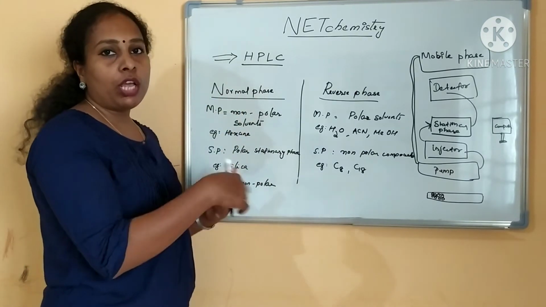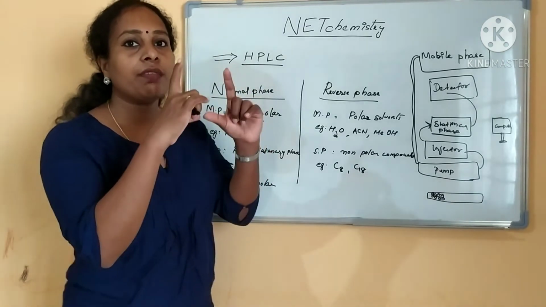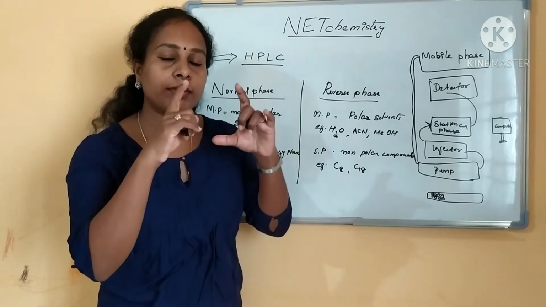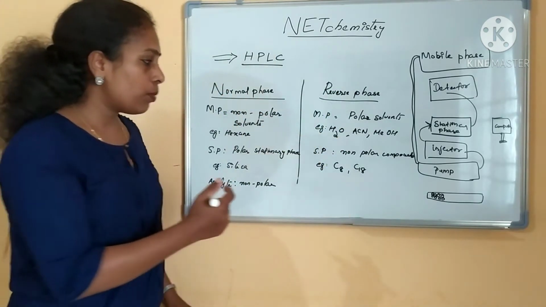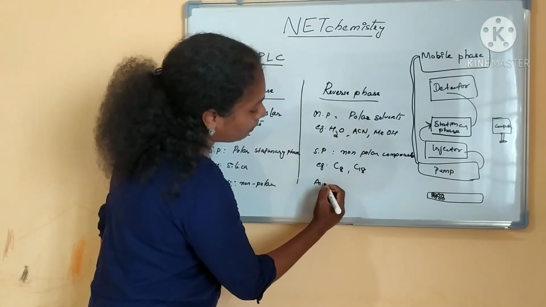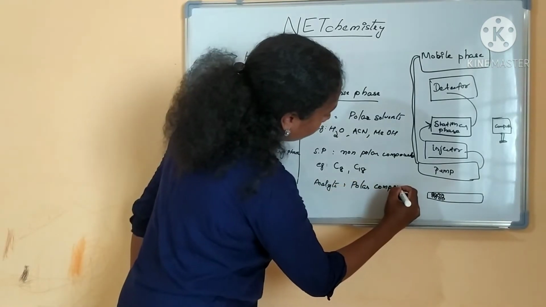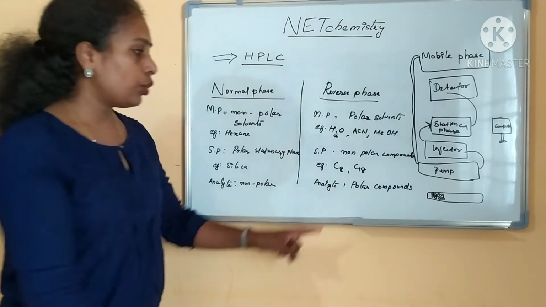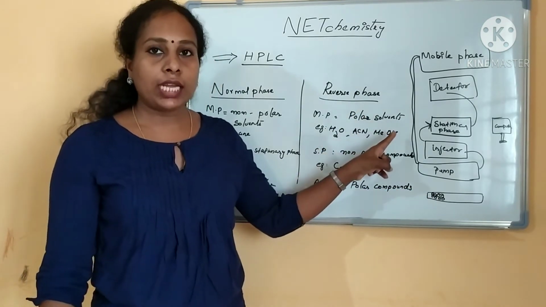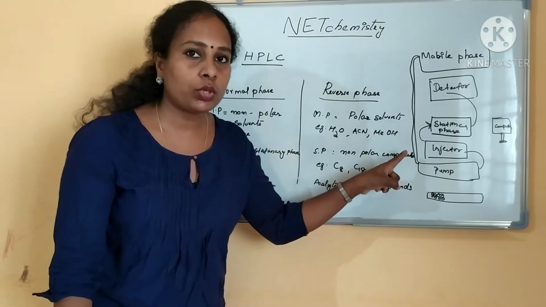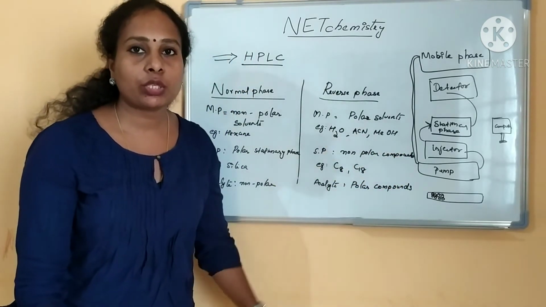If a non-polar compound is passing through a polar stationary phase, what will happen? It will get stuck. It will not pass easily. It will be stuck in the polar stationary phase. So in reverse phase, what type of compounds can we analyze? In reverse phase chromatography, we are analyzing polar compounds. Our mobile phase is polar solvents. So polar compounds only we can analyze by reverse phase chromatography.